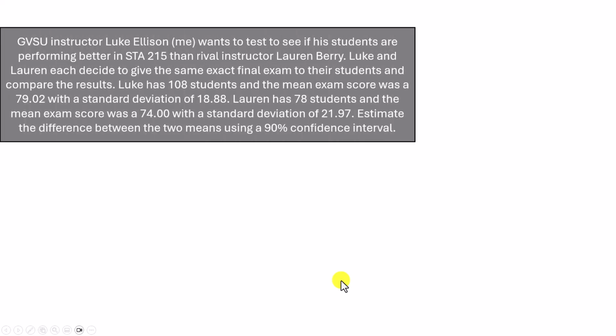All right, here's the same example that we used in the previous video to do our independent t-test, which we will now use to do a confidence interval. Grand Valley instructor Luke Ellison, which is me, wants to test to see if his students are performing better in Stat 215 than his rival instructor Lauren Berry. Luke and Lauren each decide to give the same exact final exam to their students and compare the results.